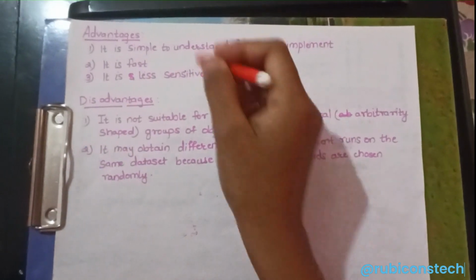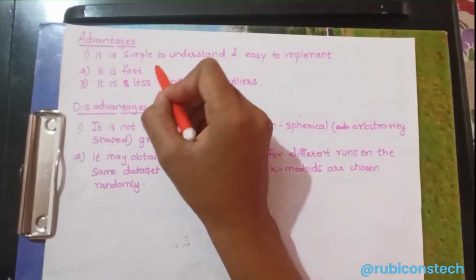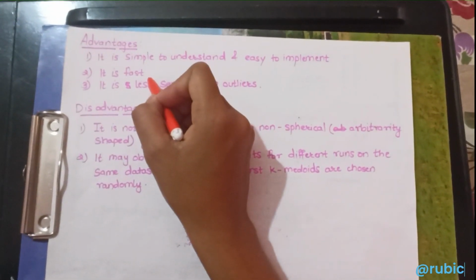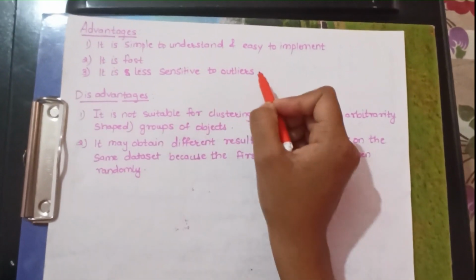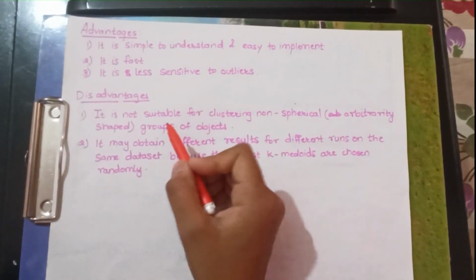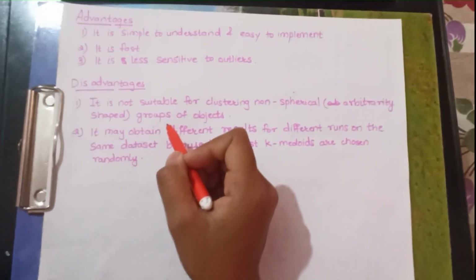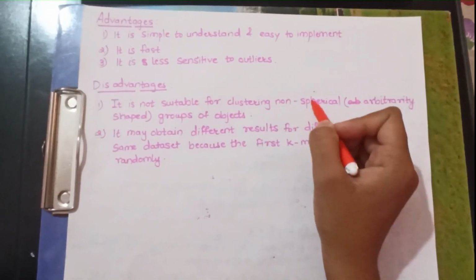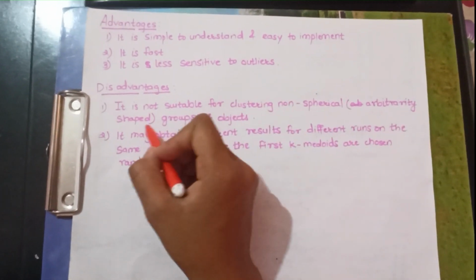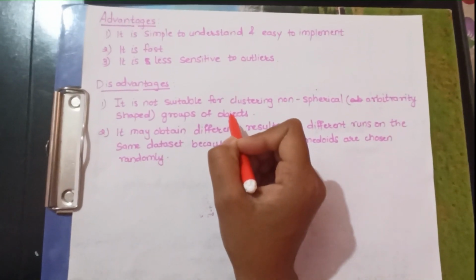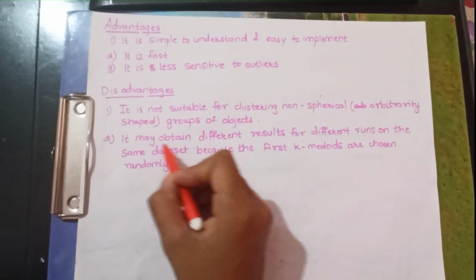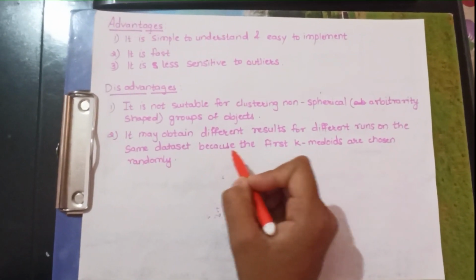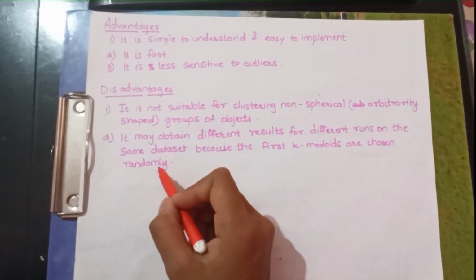Now we will see the advantages of K-medoid. K-medoid is simple to understand and easy to implement. It is fast and less sensitive to outliers, but on the contrary it has some disadvantages as well. It is not suitable for clustering non-spherical or arbitrary shaped groups of objects. Second, it may give different results for different runs on the same data set because the initial K medoids are chosen at random.